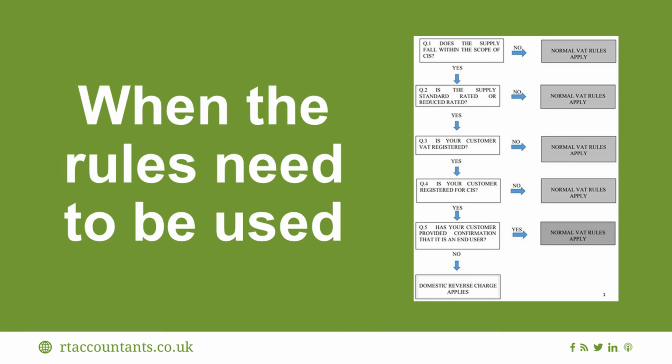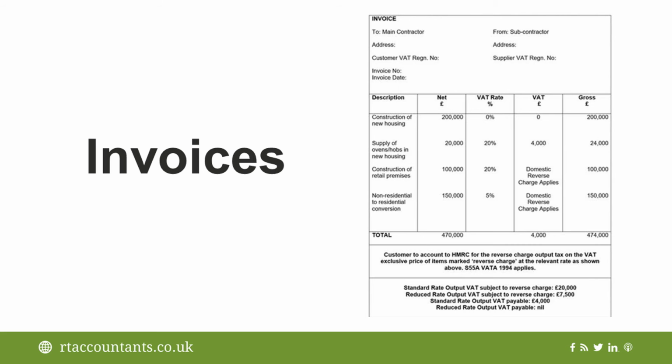In terms of invoices, you should apply the normal VAT rules if either you issue your invoice before the 1st of March 2021 or your customer pays you before the 1st of March 2021. You should charge your customer the VAT due and account for it to HMRC in the usual way. Apply the reverse charge to all invoices raised from the 1st of March 2021 if the flowchart tells you to.